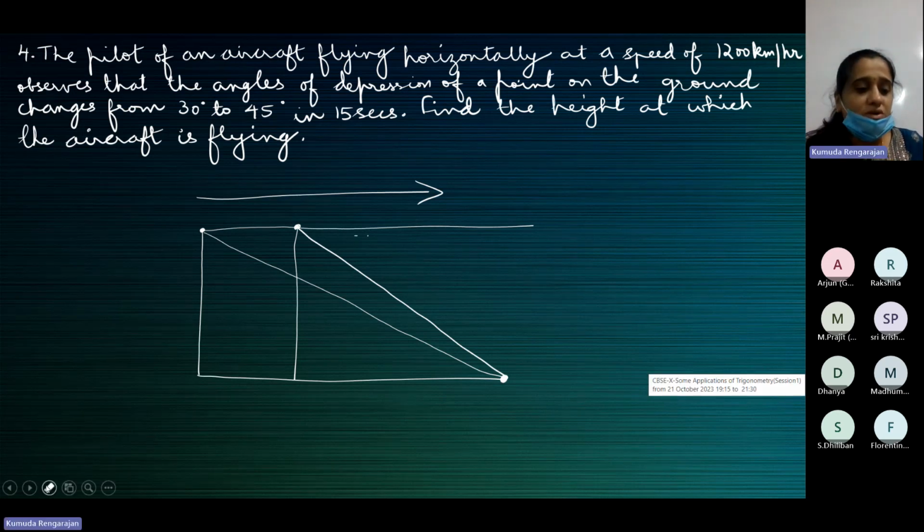Yeah, so what we have understood is the angle of elevation or angle of depression is marked between the horizontal and the line of sight. Horizontal and the line of sight. What you have to remember is when the plane is coming towards the object, the depression will increase. If it's going away from the object, the depression will decrease. If the depression becomes from 45 to 30, that means the plane is going away from that point on the ground.